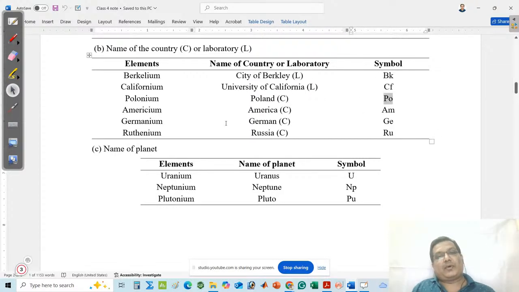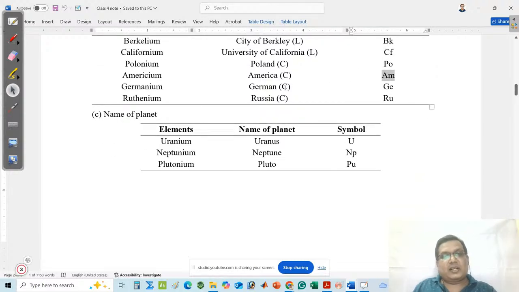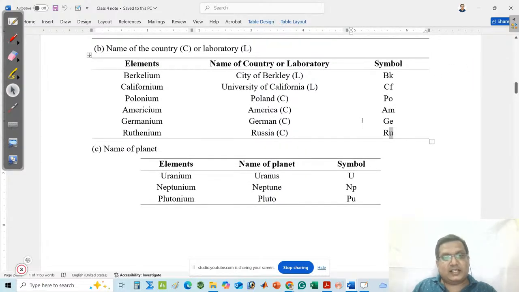Like that, think about americium. The name depends upon the country name America. Here we can think about Am. Germanium depends on the country Germany, and its symbol is Ge. Similarly, Russia, that is ruthenium, Ru. These are the elements whose symbol is derived from the name of a country or laboratory.